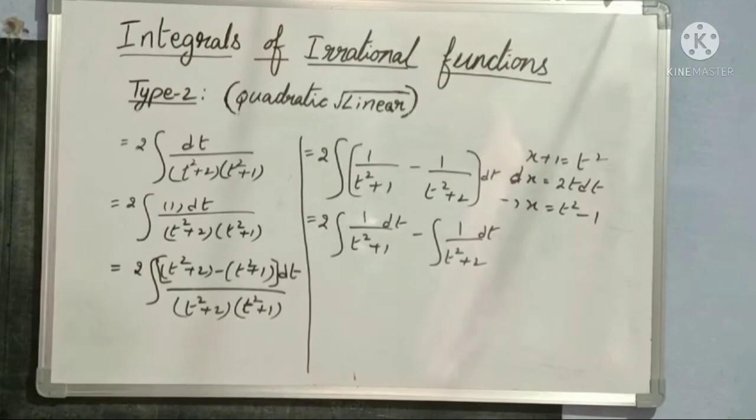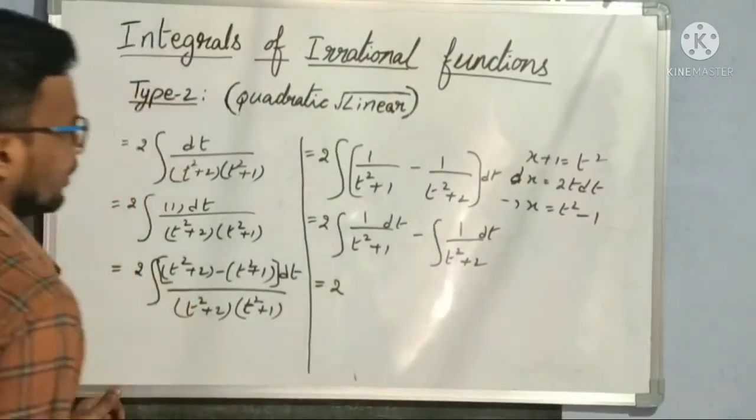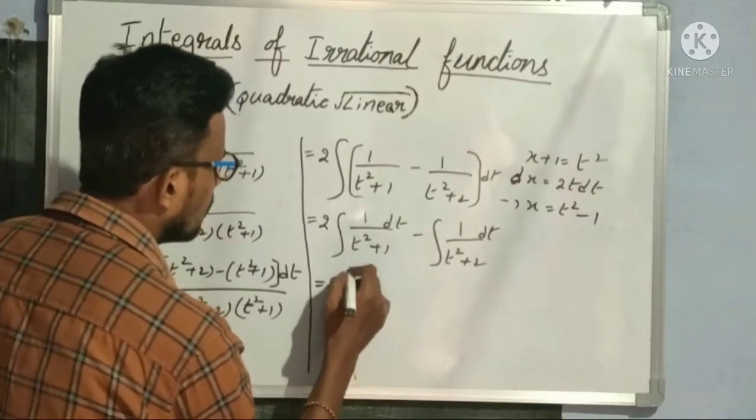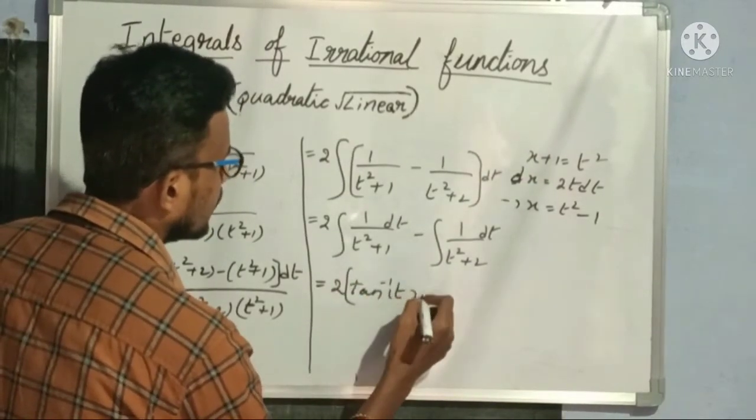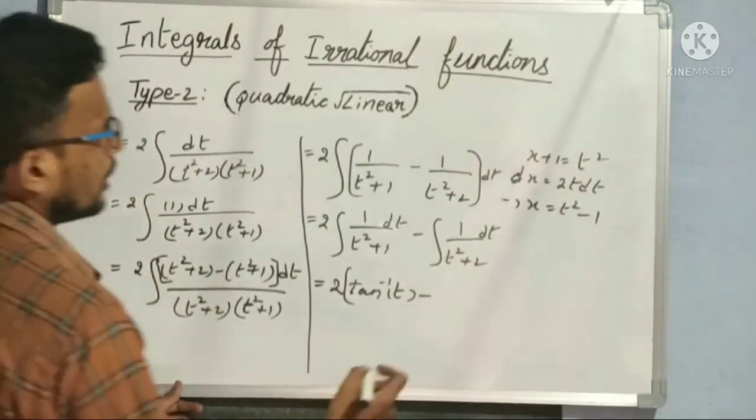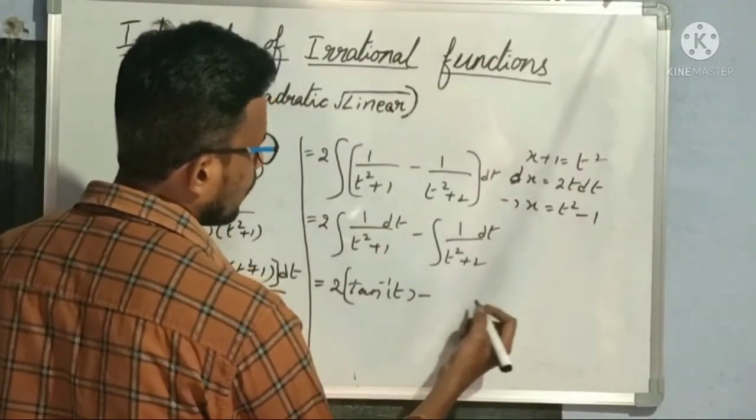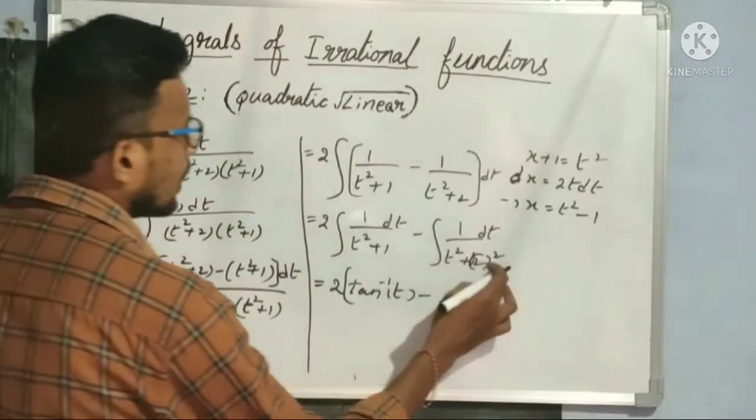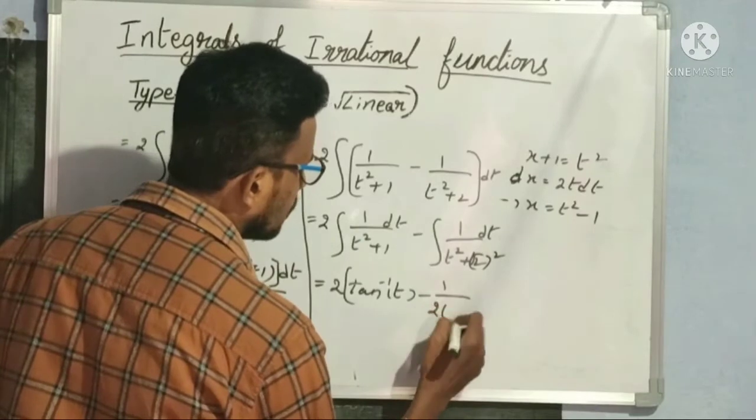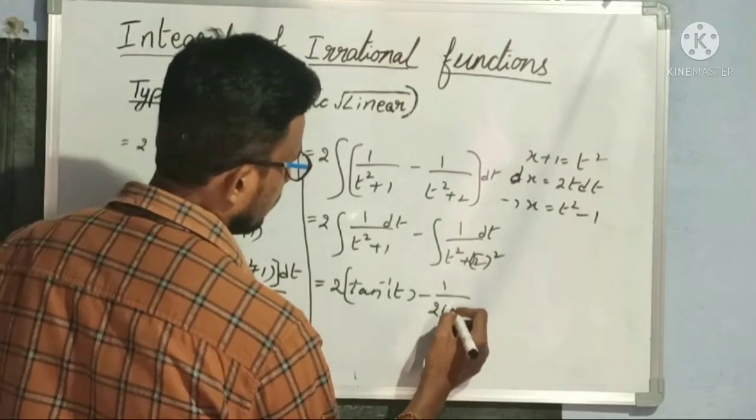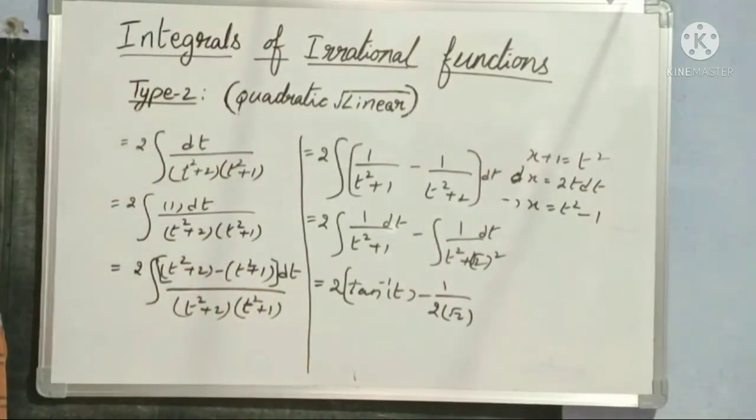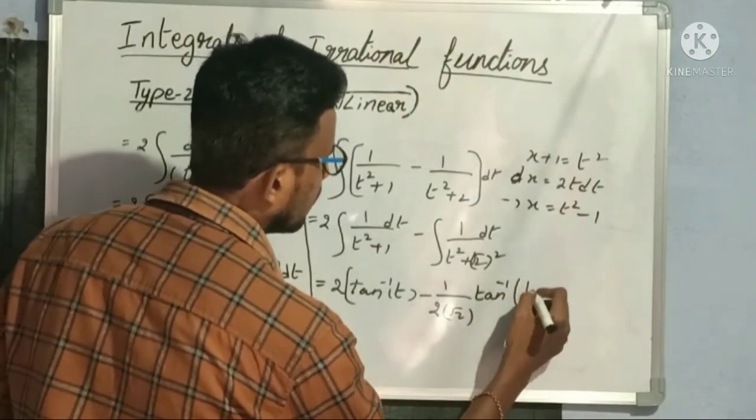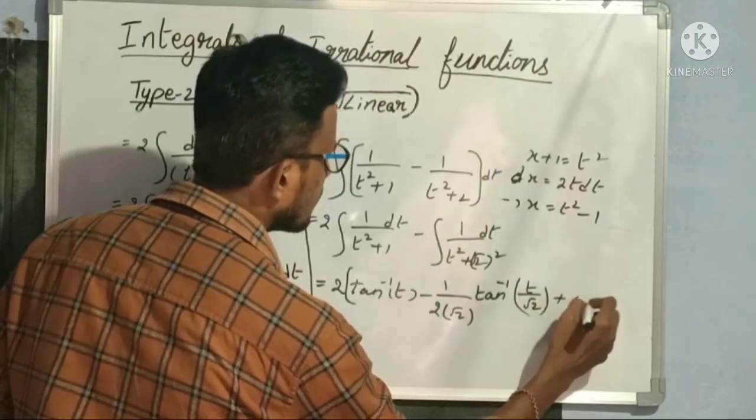Now this is equal to 2 times, 1 by 1 plus x square is tan inverse x, so 2 tan inverse t minus, for 1 by x square plus a square, here I can write 2 as root 2 whole square. So 1 by x square plus a square is 1 by a tan inverse of x by a, which gives 1 by root 2 tan inverse of t by root 2, plus c.